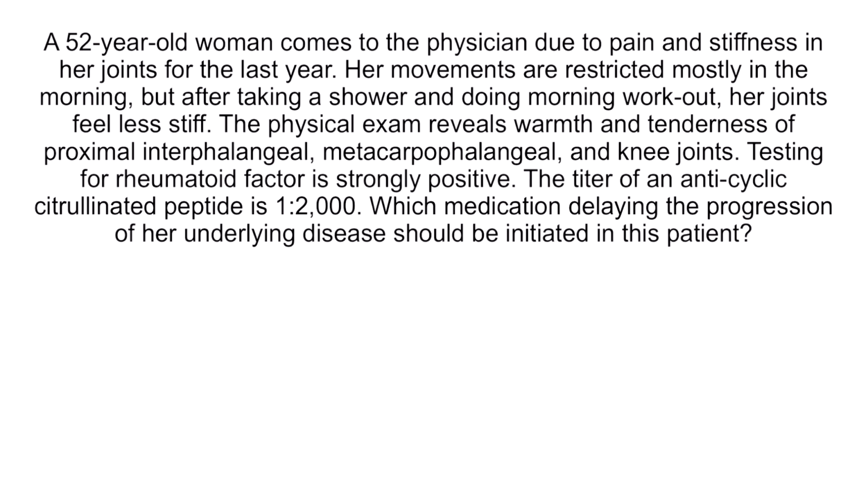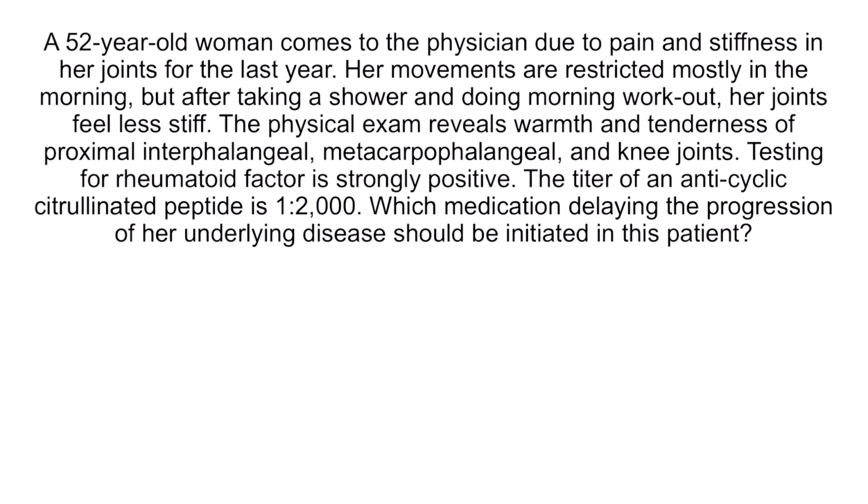Testing for rheumatoid factor is strongly positive. The titer of anti-cyclic citrullinated peptide is 1 to 2,000. Which medication, delaying the progression of her underlying disease, should be initiated in this patient?